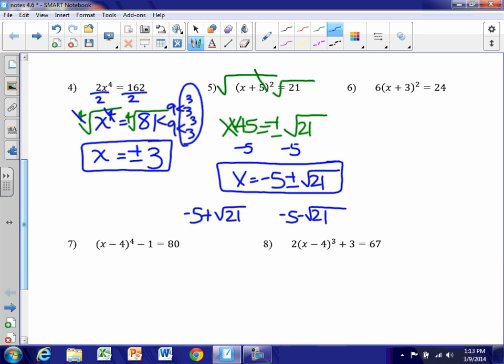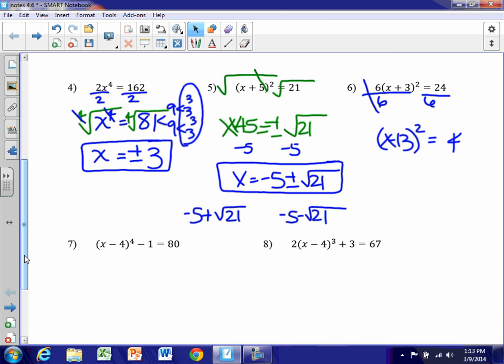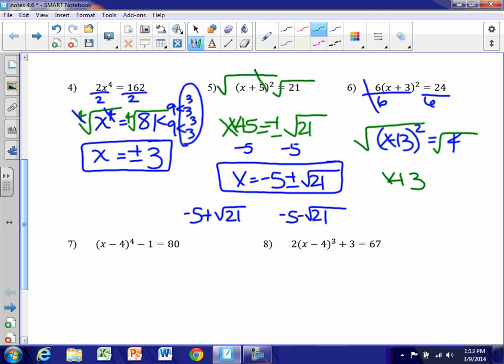All right, in number 6, we have a similar problem, except we have to get rid of the 6 first. So we divide by 6, cross that out, and we have (x + 3)² equal to 4. Because it's a square, we have to use the square root to get rid of it. And that gives us the x + 3 out of the parentheses.